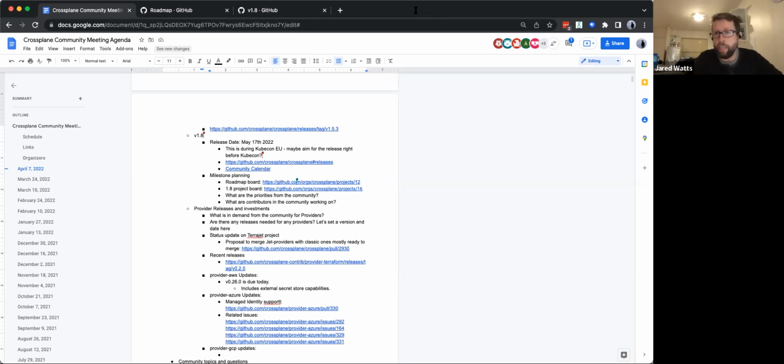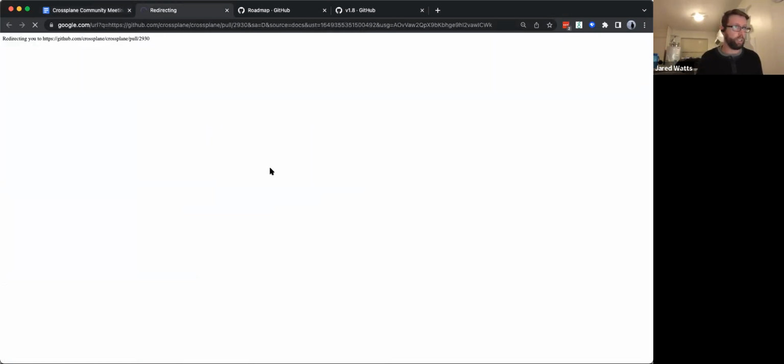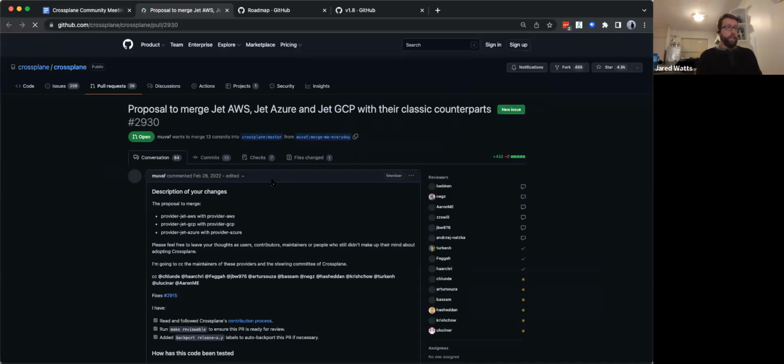Muafik has been driving the proposal around merging our classic providers, for AWS, for GCP, et cetera, along with their Terrajet generated providers. There's been a fair amount of discussion and feedback amongst the entire community on this pull request that's linked in the agenda doc here, 2930. And I believe this is converging.